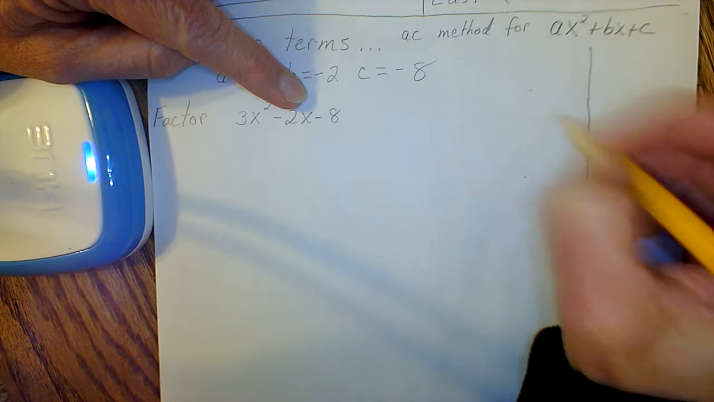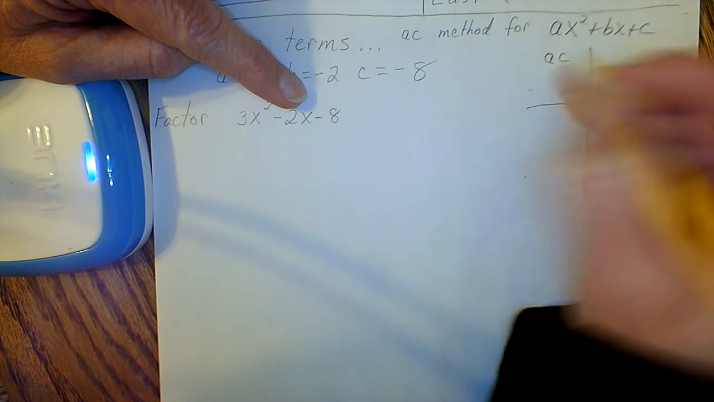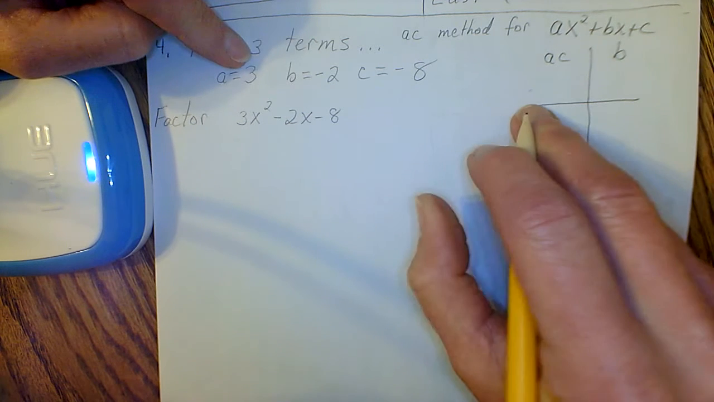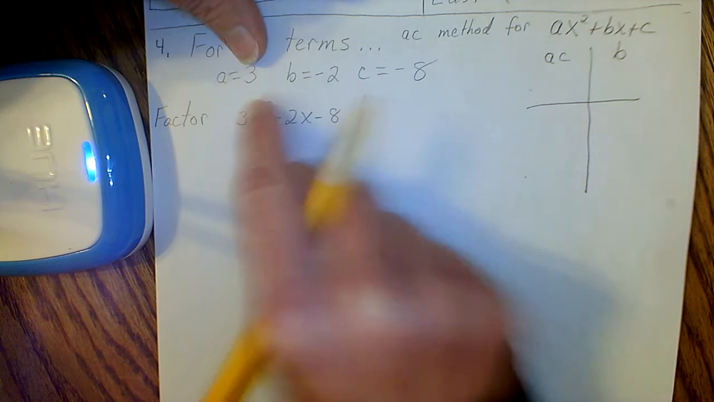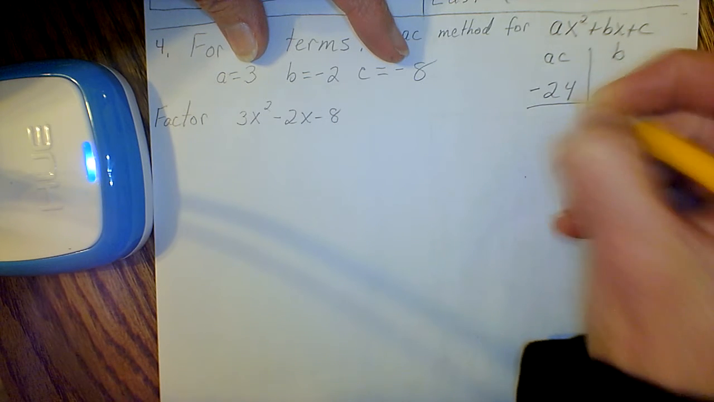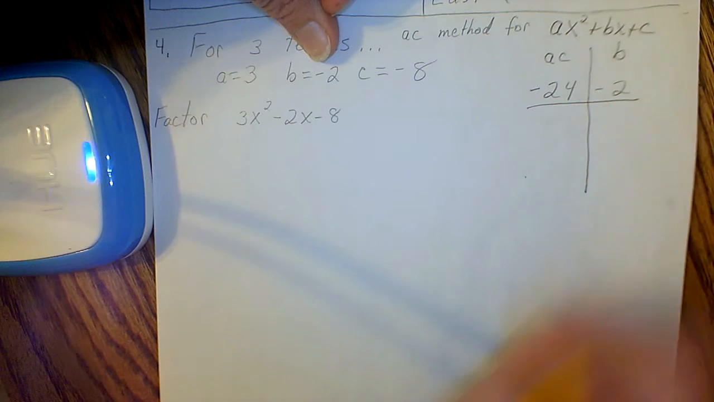Now make a little t-chart. On the left, you're going to put what you get when you multiply a times c. On the right, you will put your b. And so a times c would be 3 times -8. That'll give us a -24. B is going to be -2. So we'll put that right there.